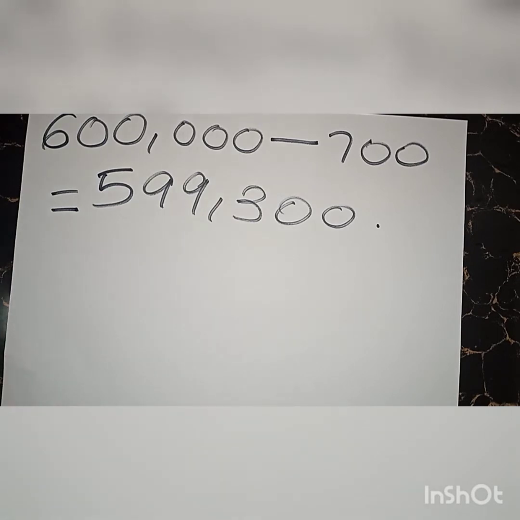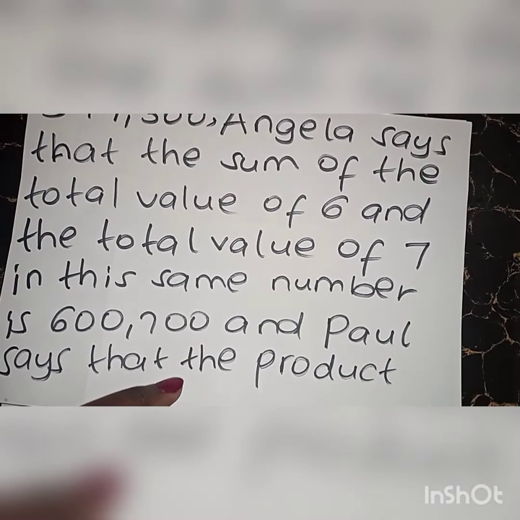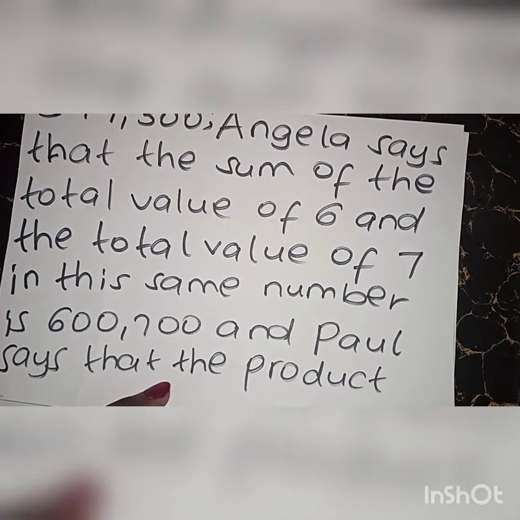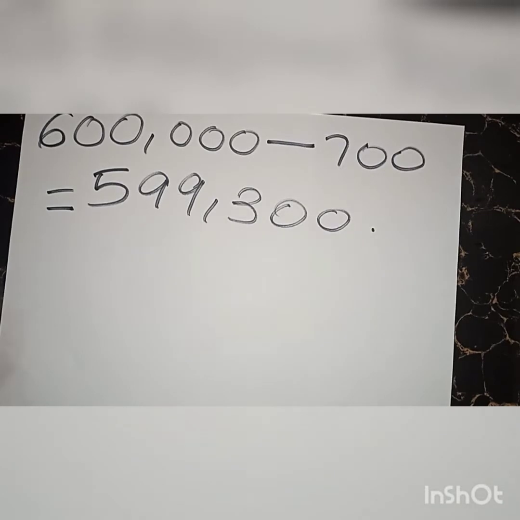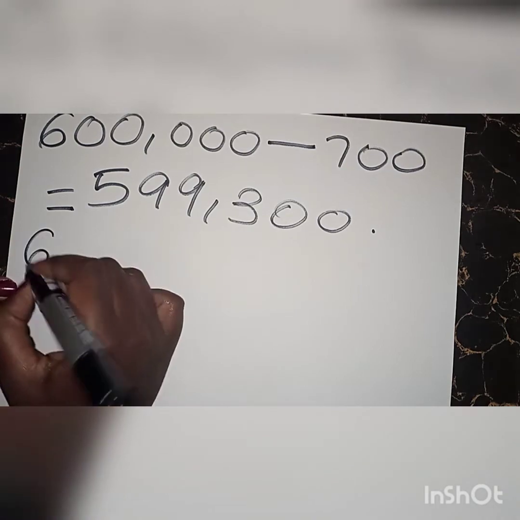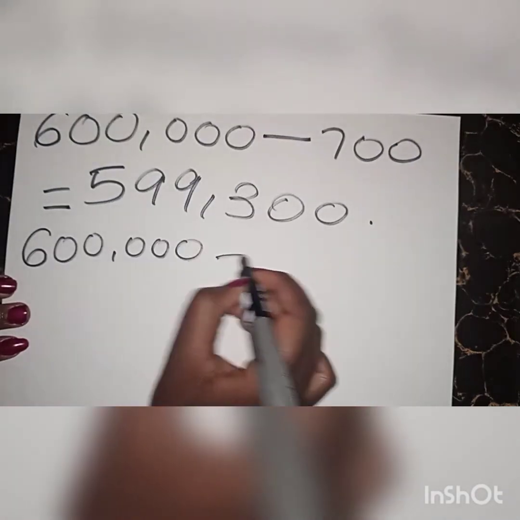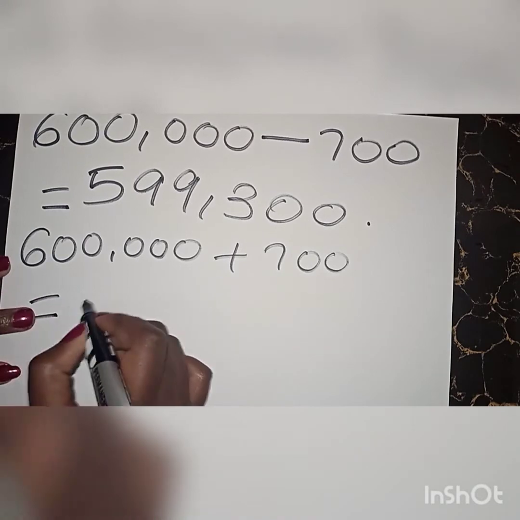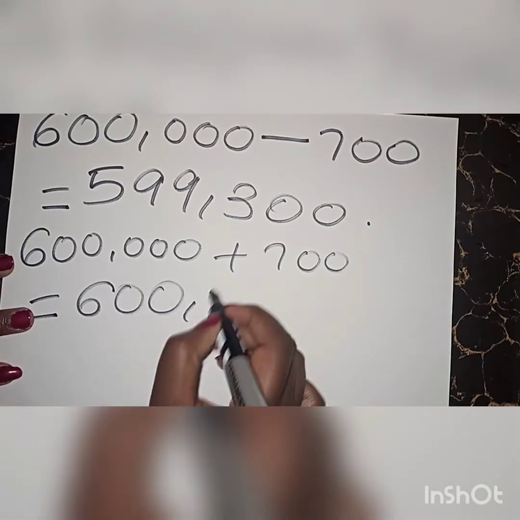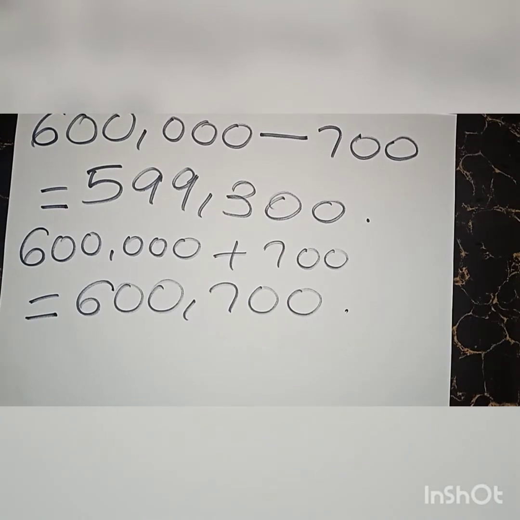Okay, let's continue reading the question. Angela says that the sum of the total value of 6 and the total value of 7 in this same number is this. So, is she correct? Let's find out. 600,000 plus 700 gives us 600,700. When you add these numbers together, you get this. So is she correct? Yes, Angela is correct.